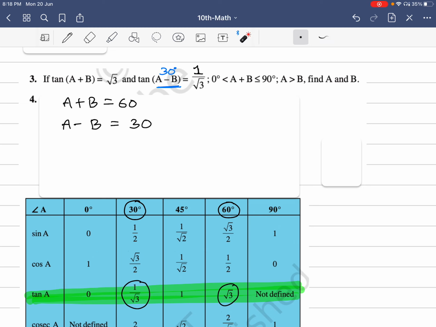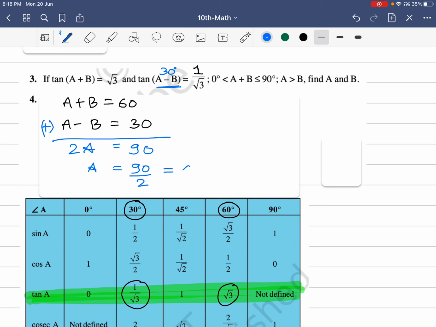So now clearly we have two equations in two unknown variables. We can find the values of A and B. So what I'm going to do is add both these equations. So I'm going to get 2A, and B and B will cancel. 2A is equal to 90. So I'm going to get A as equal to 90 by 2, and that is equal to 45. So angle A is equal to 45 degree.